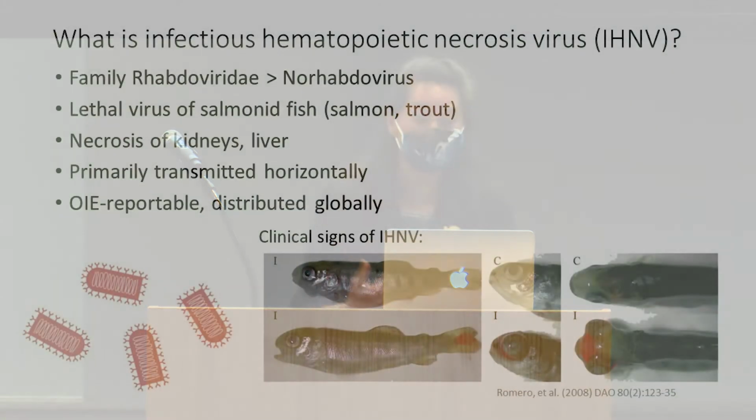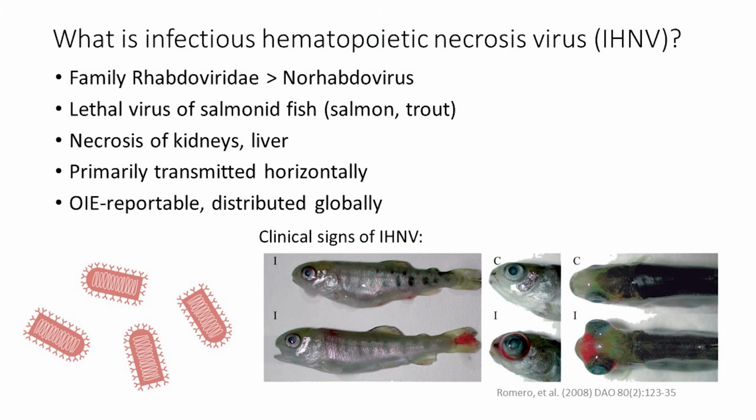The system that I worked with is infectious hematopoietic necrosis virus, or IHNV. It's a lethal virus in the Rhabdoviridae family, and it affects all members of the family Salmonidae, which is all salmon and trout and a few of their other cousins like char. The virus targets the kidneys and liver, and in aquaculture, it's primarily transmitted horizontally. We care about this disease because it is a major pathogen for salmonid farming worldwide, and it's also a really big problem for conservation.